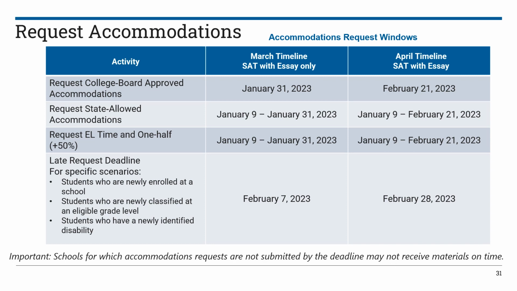The late request deadline is February 28th for schools testing SAT with Essay during the April primary administration, and February 7th for schools testing SAT with Essay during the March alternate primary administration. The late request deadline is for the following specific scenarios only: students who are newly enrolled at a school, students who are newly classified at an eligible grade level, or students who have a newly identified disability. Schools for which accommodations requests are not submitted on time may not receive materials on time.